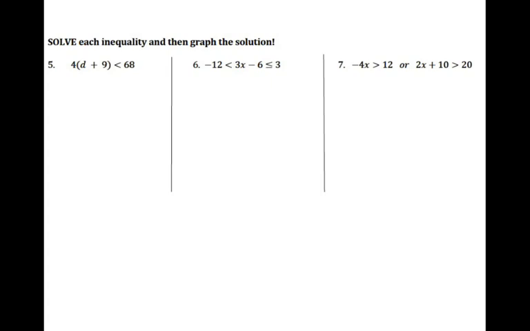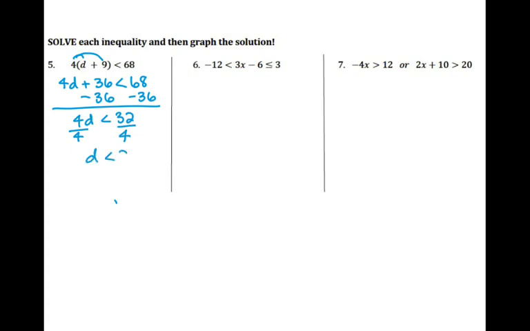So for the number 5, I have a 4 in front of the parenthesis, so I'm going to start by distributing. 4 times d is 4d, plus 36 is less than 68. Now I'm going to subtract 36 from both sides. That gives me 4d is less than 32. And divide both sides by 4. So I have d is less than 8.